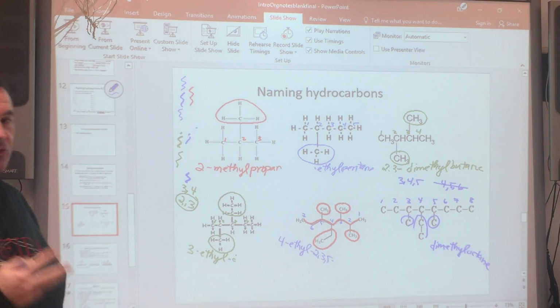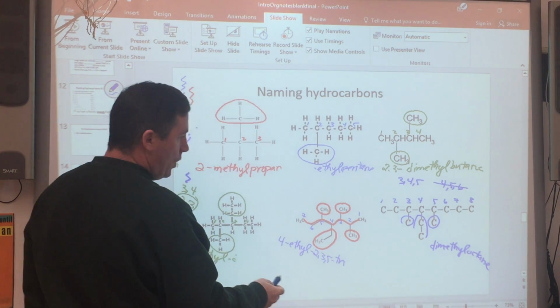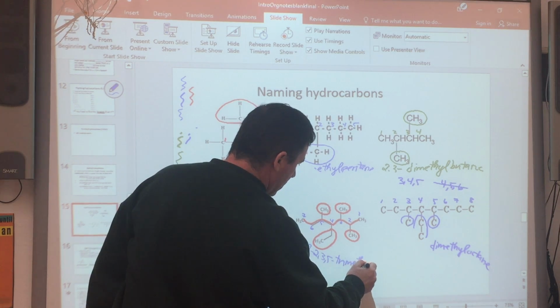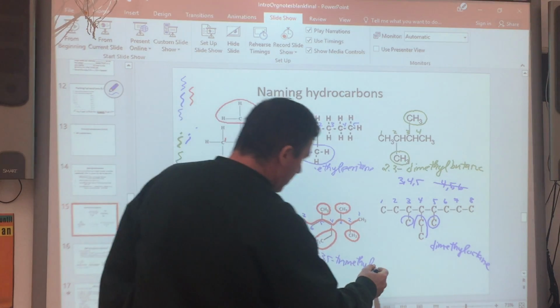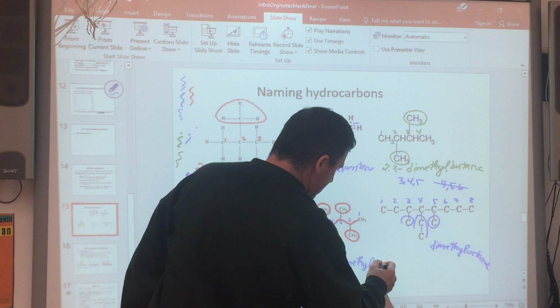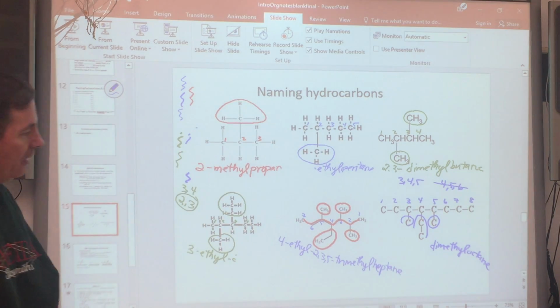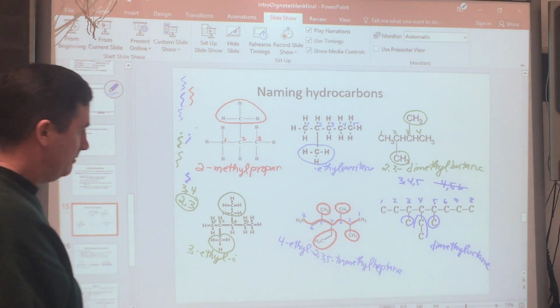What prefix do I use for 3? Tri. These are methyls. And what's my longest chain? 7 is heptane. 4 ethyl, 2, 3, 5, trimethyl heptane. Okay? Fun, yeah?